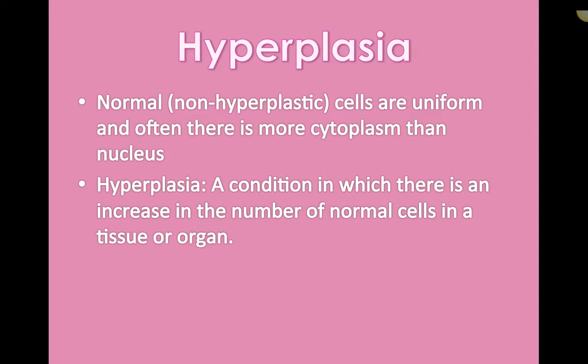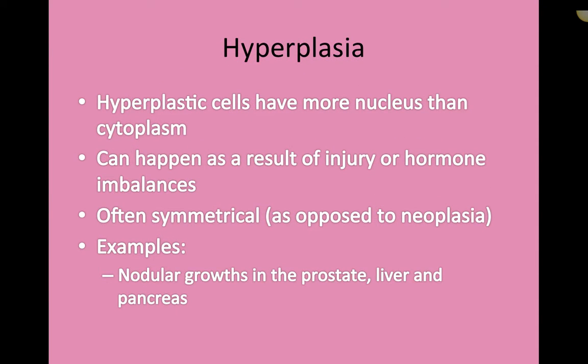Normal cells, so non-hyperplastic cells, are uniform, and often there's more cytoplasm than nucleus. So if we're looking at a regular cellular sample, they're typically uniform and there's more cytoplasm than nucleus. Hyperplastic cells, it's a condition in which there is an increase in the number of normal cells in a tissue or organ. Hyperplastic cells have more nucleus than cytoplasm. It can happen as a result of injury or hormone imbalances, and they're often symmetrical.